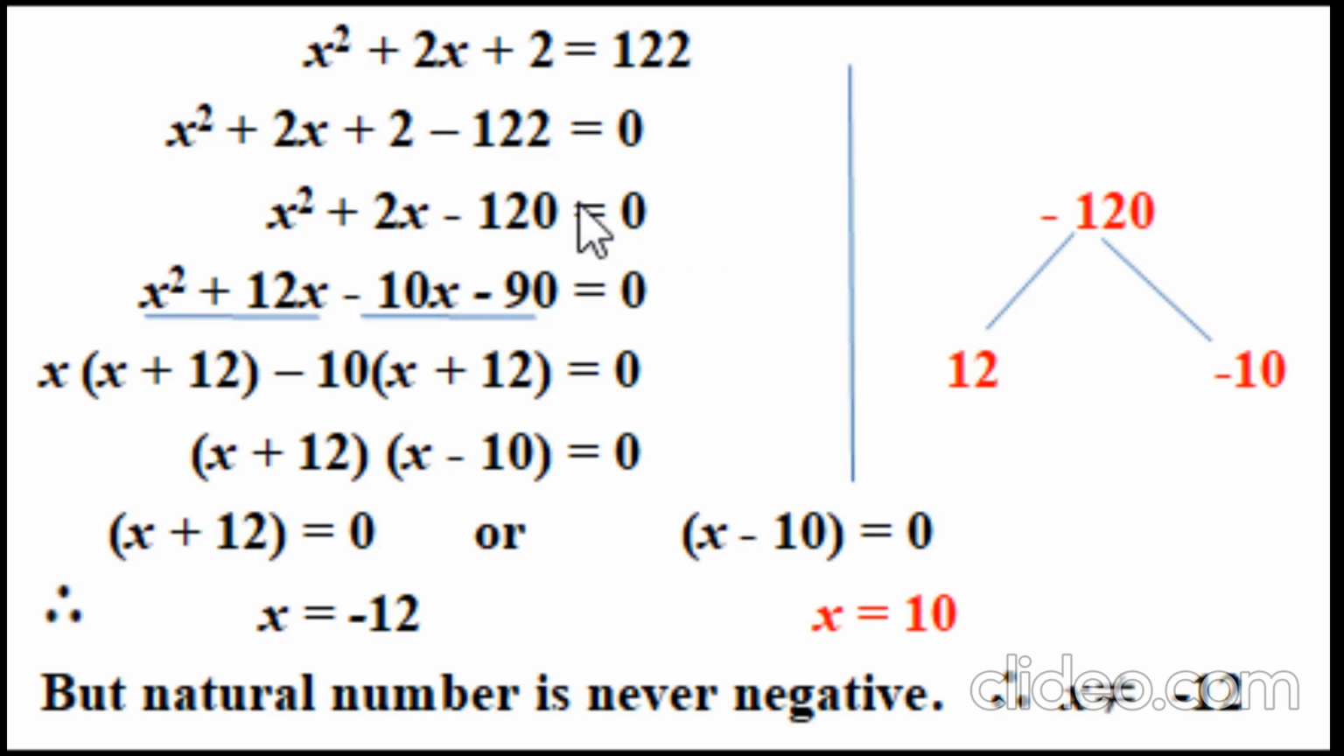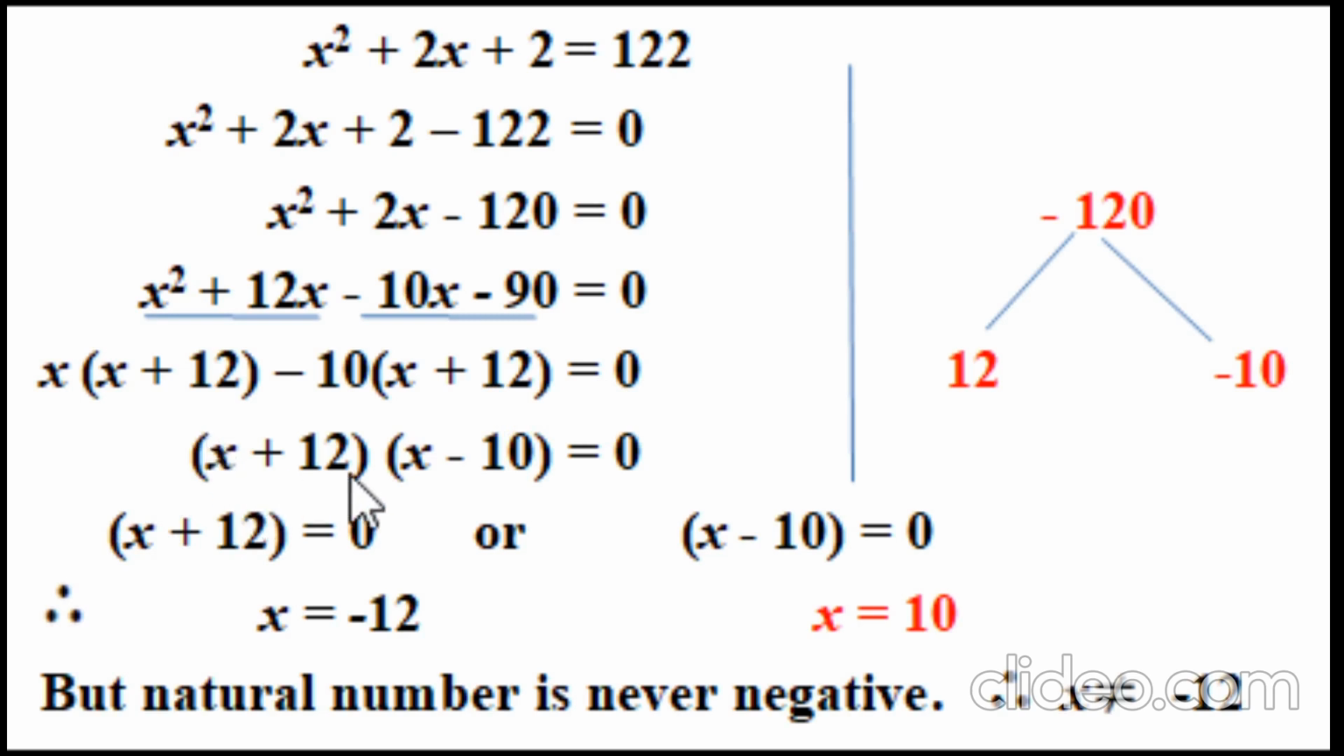Now we solve this quadratic equation by the factorization method. We have to find two numbers whose product is minus 120 and whose sum is plus 2. So the numbers are 12 and minus 10. By replacing 2x we get x square plus 12x minus 10x minus 120 is equal to 0. Then by taking common, x bracket x plus 12 remains. Here common is minus 10, x plus 12 remains in the bracket.